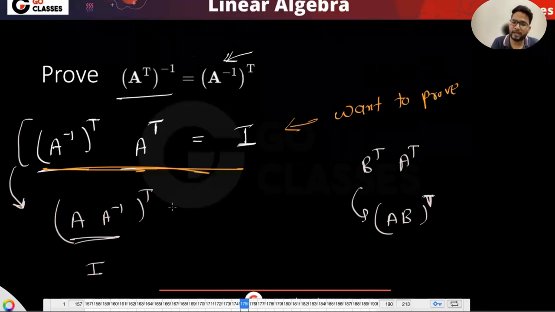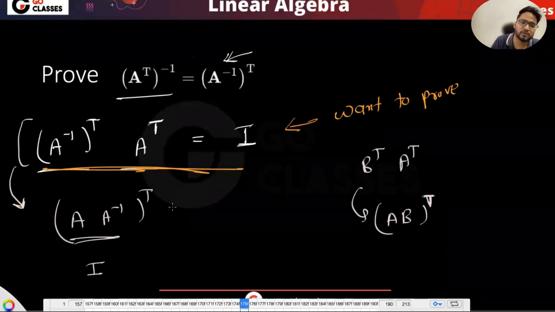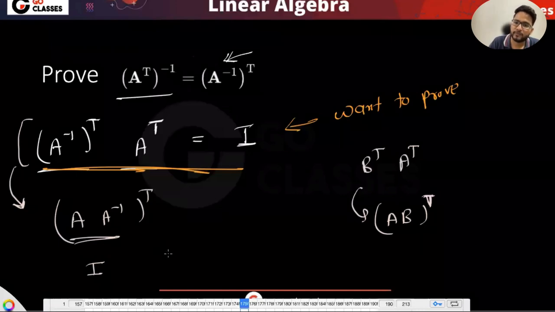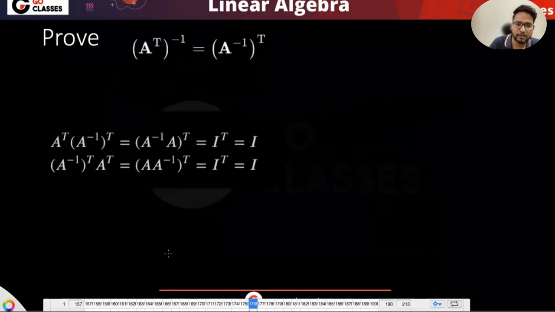You just multiply by A transpose first, left or right does not matter, and then you simplify this. Okay, that is understood, right? If you multiply on the left, you get identity, and if you multiply on the right, you also get identity. Basically, these two are the same. For square matrices, if you can prove one of them to be identity, you do not need to prove the other. If A into B is identity, then B into A is also identity for square matrices.